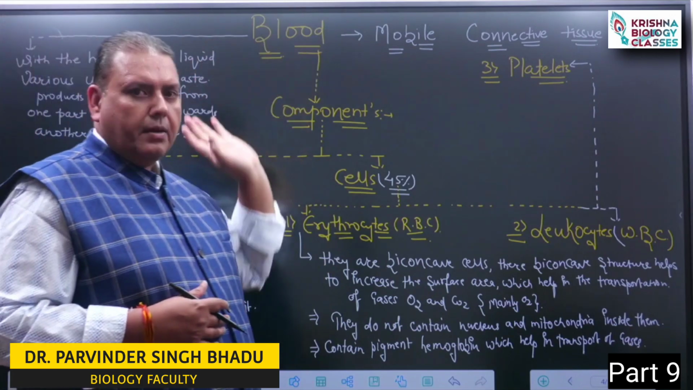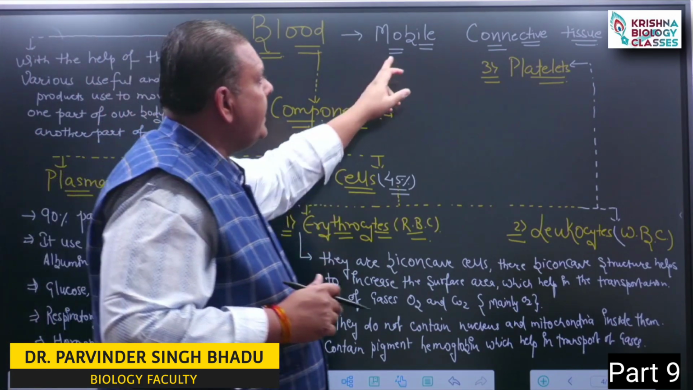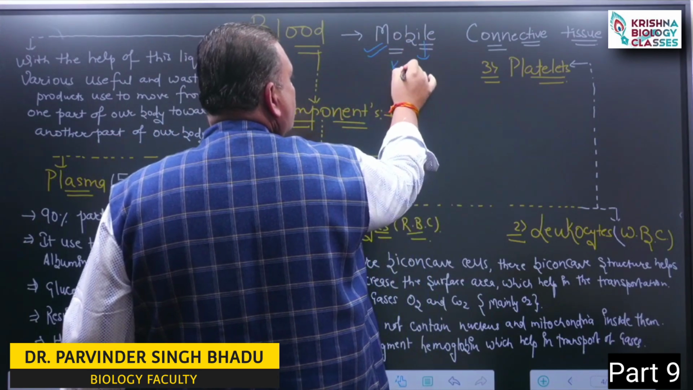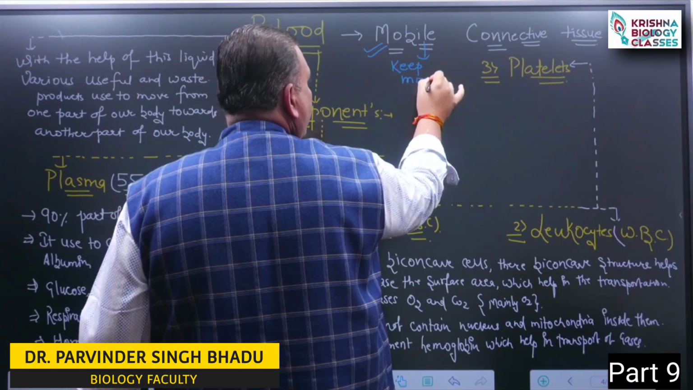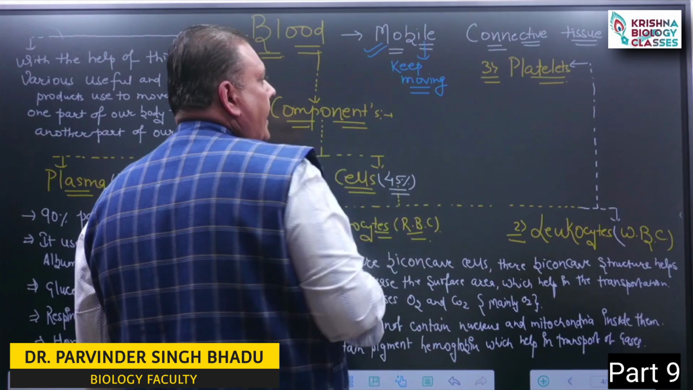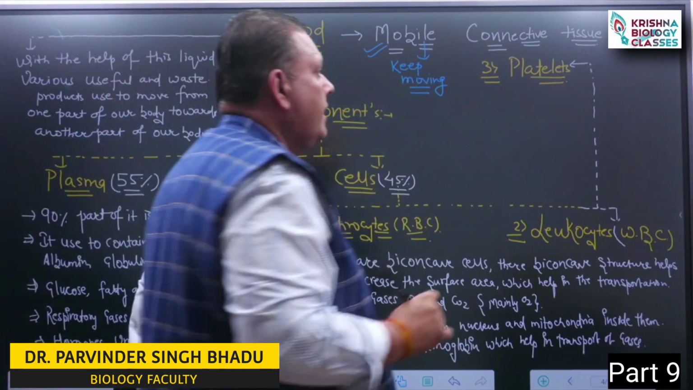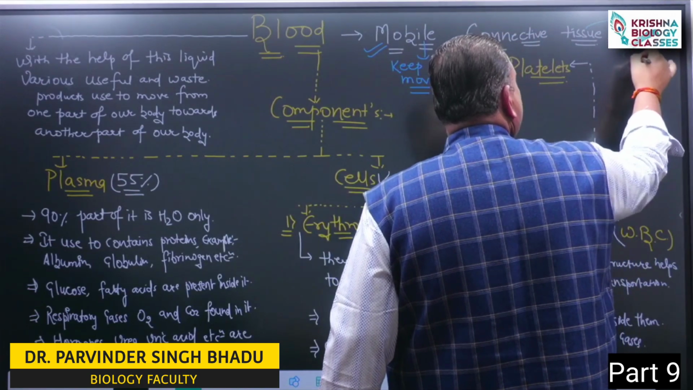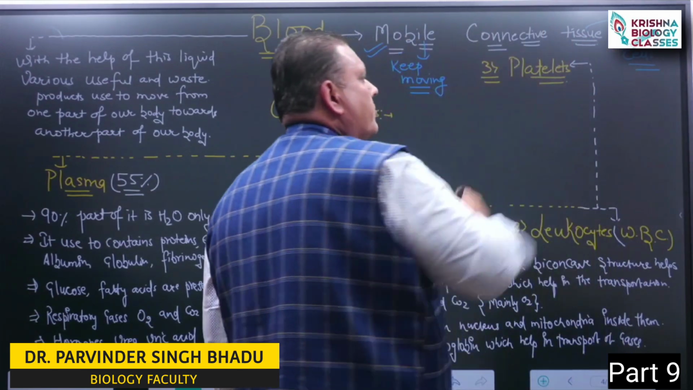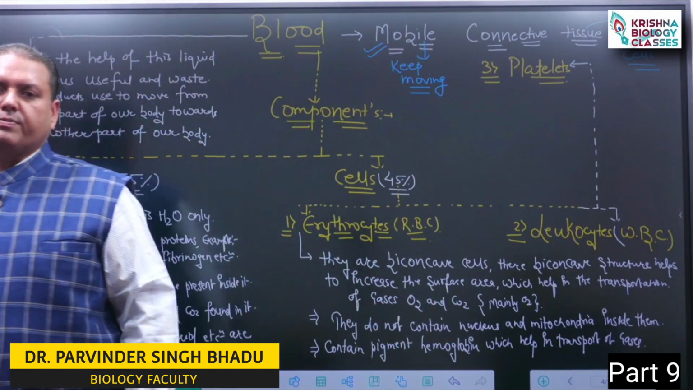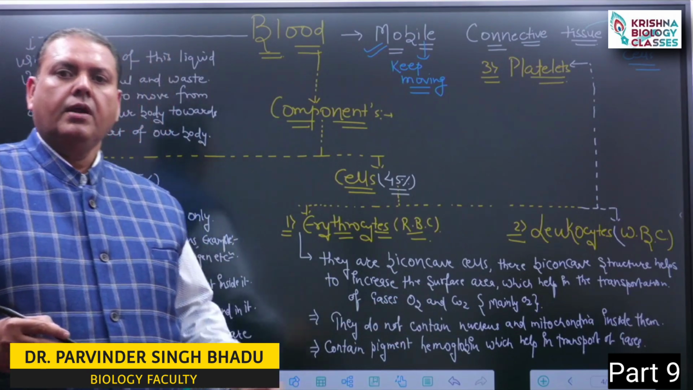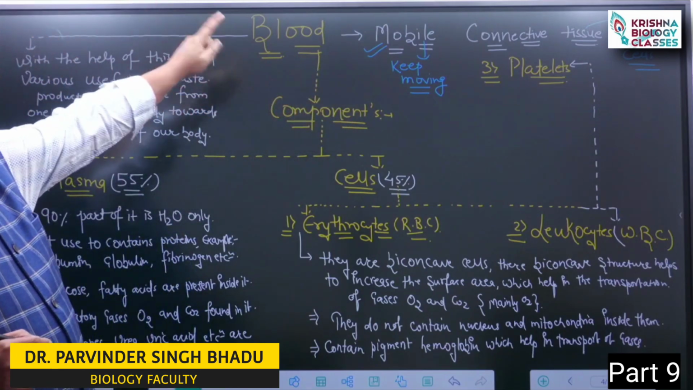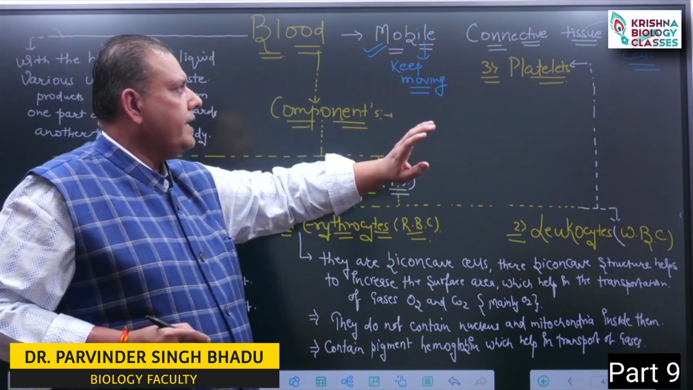Now we will discuss blood. We say it is a mobile tissue. Why do we use the term mobile? Because this blood keeps moving inside our body. And why do we use the term tissue? Because inside it a group of cells is present. In class 9th we discussed the four major types of tissues present in the human body: epithelial, connective, muscular and nervous, and we discussed the mobile connective tissue. So we will define blood as a mobile connective tissue.